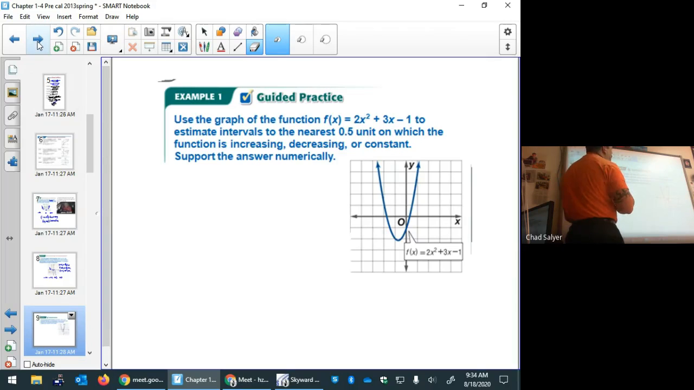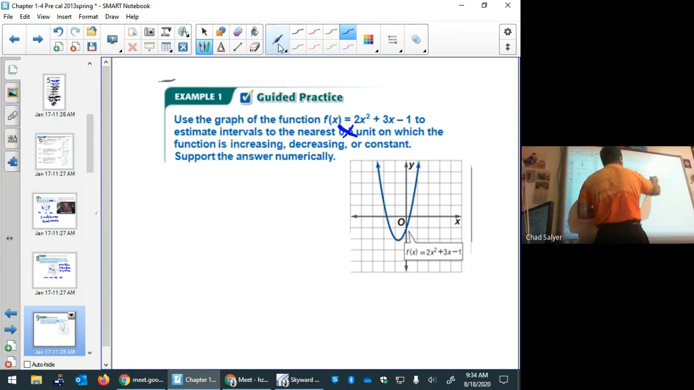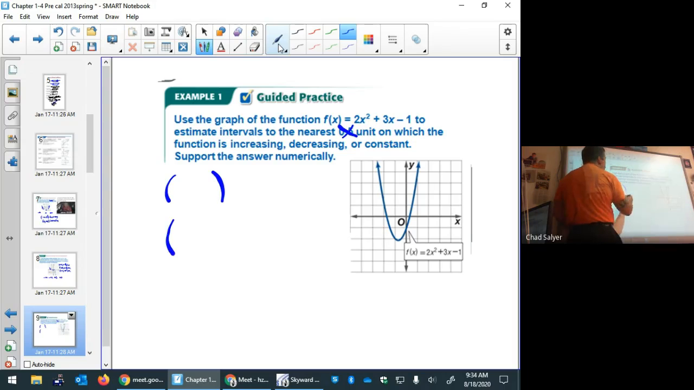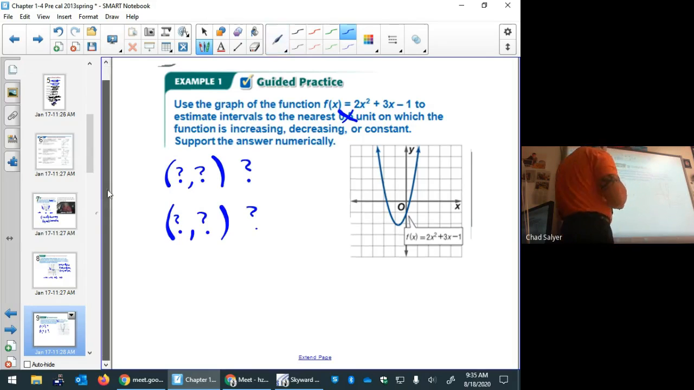Moving on to part C. Well, actually, this is one for you guys. So see if you can figure out, and forget about this half unit for this one. Just estimate as best you can. It doesn't have to be to the nearest half unit. Just give me your best estimate. So you're going to have 2 intervals of behavior. And I know where it's coming from, where it's going to, and what that behavior is. So pause the video, see if you can figure this out, and then start it back up and see if you're right. Okay, so let's figure this out.